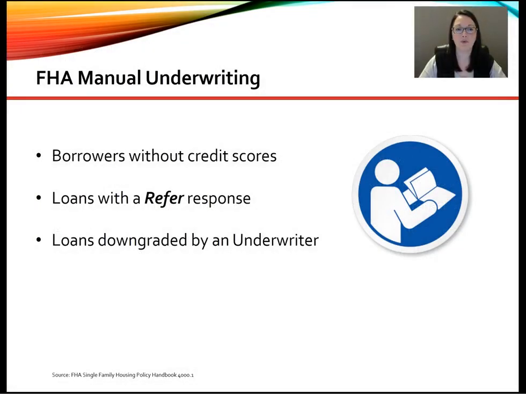So just a quick refresher on FHA Manual Underwriting. There are 3 times when an FHA loan needs to be manually underwritten. First is for borrowers without credit scores. Second is when loans receive a refer response from your automated underwriting system. And third, when loans are downgraded by an underwriter.